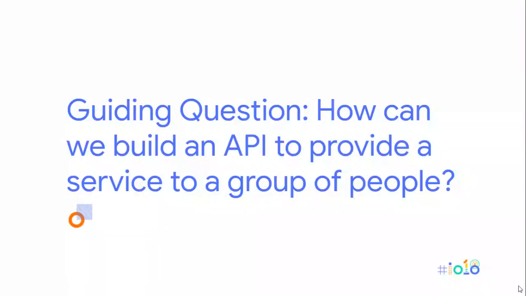All right, so the guiding question that we want to consider while we're going through this is how can we build an API that provides a service to a group of people? And again, we want to think about this because that's what our project is going to do by the end of the year.